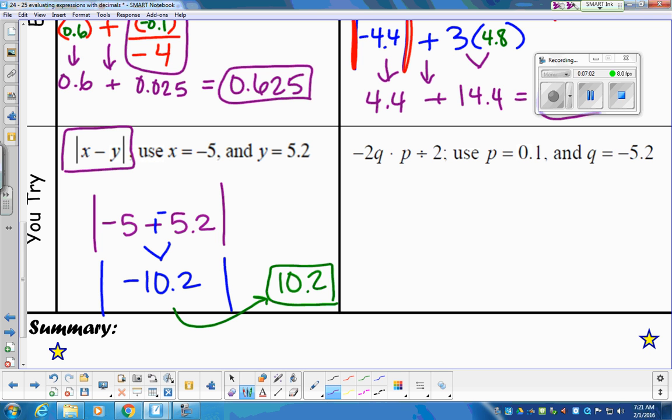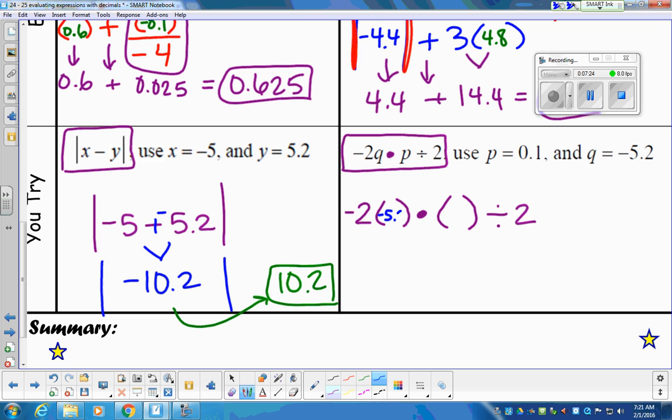Okay, guys, last example of the day. I just want to point out to you that there is a multiplication dot there. Maybe kind of hard to read. So this is what I'm rewriting. Everything else is for substitutions. We have negative 2, parenthesis, giant multiplication sign, parenthesis, divide by 2. Come on, hang in there, guys, with me. Q value is negative 5.2. The P value is 0.1.